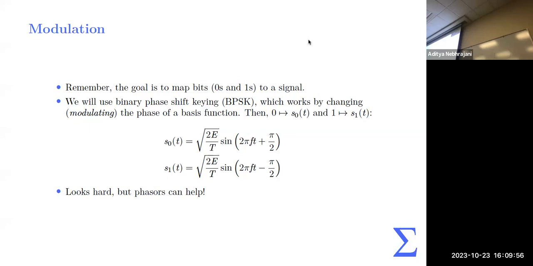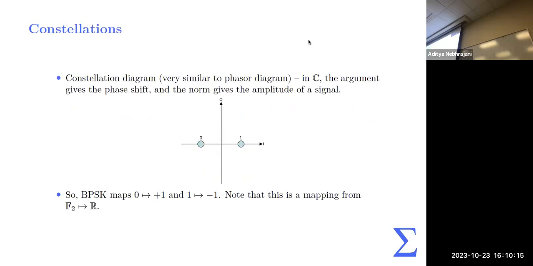So S0 is the signal that you use to represent the 0 bit. That's some sinusoid with some amplitude, whatever, right? But it has a phase of plus pi over 2, right? And for 1, use a phase of minus pi over 2. So the difference in phase is 180 degrees. Makes sense? And this is sort of hard, but this helps, right?